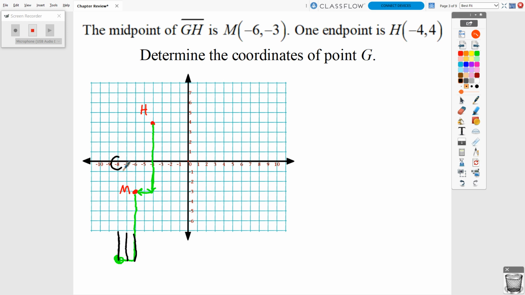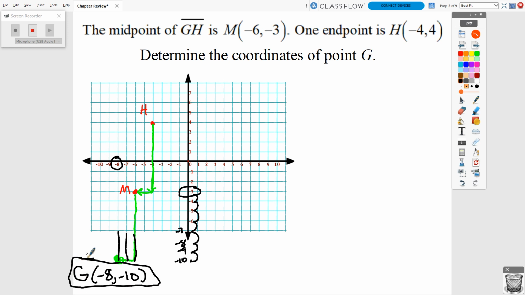So we know the x coordinate is going to be -8, comma, and then how far did it really go down? Well, remember, m was at -3, so we went down another 7. 1, 2, 3, 4, 5, 6, 7. So here's -7, -8, -9, -10. So -8, comma, -10 is where g is. All right, so I was able to do that with the graph to some degree. I had to extend it a little bit.